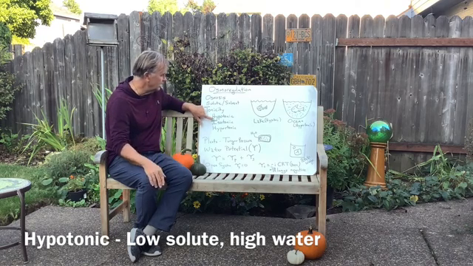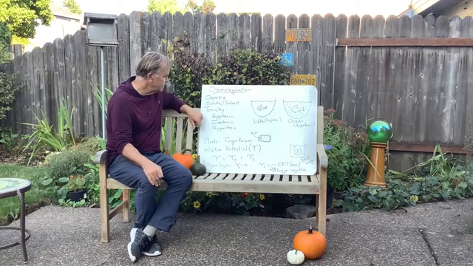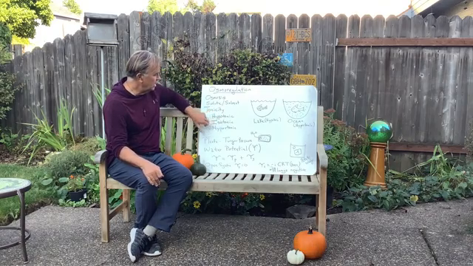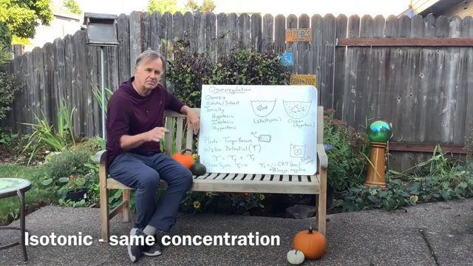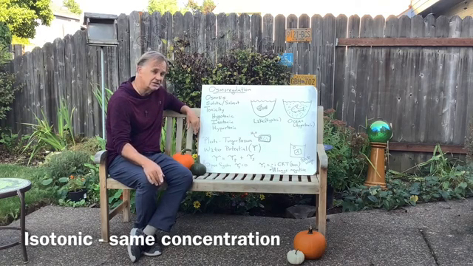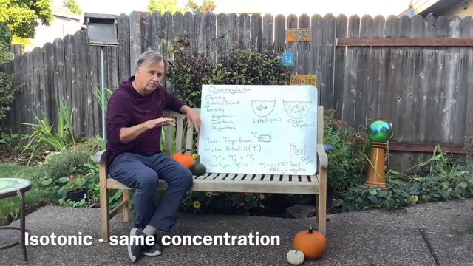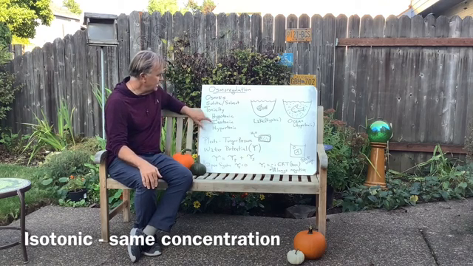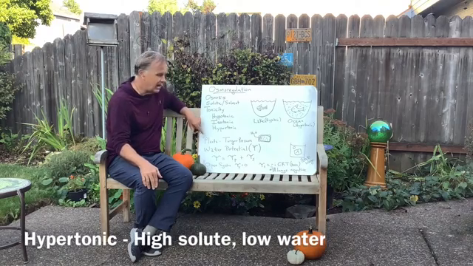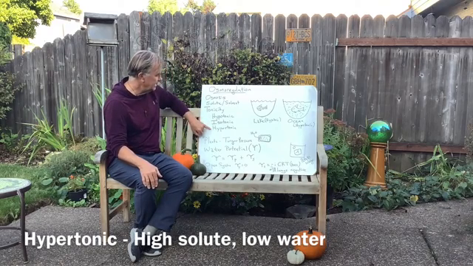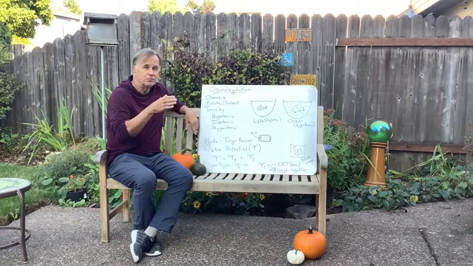High water, low solute would be hypotonic. So the hypo refers to the solute. Isotonic means that across a membrane, there's just about the same concentrations. Things still do move back and forth, but due to Brownian motion. And things that are hypertonic have high solute concentration, low water. So the basic rule is water always goes from hypotonic to hypertonic.